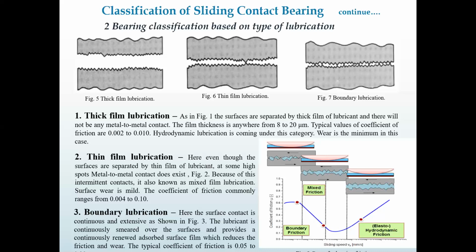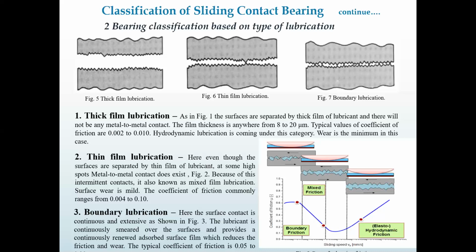So these three regions are very important while selecting the bearing or operation. First one is boundary, or thin film. Second one is mixed, and third one is hydrodynamic lubrication, which is shown here as hydrodynamic.